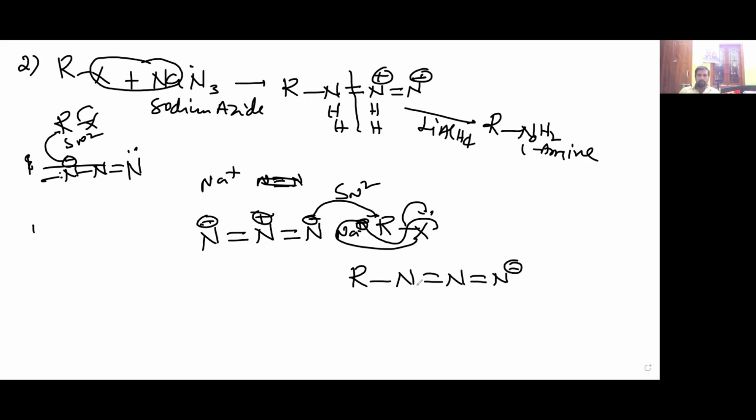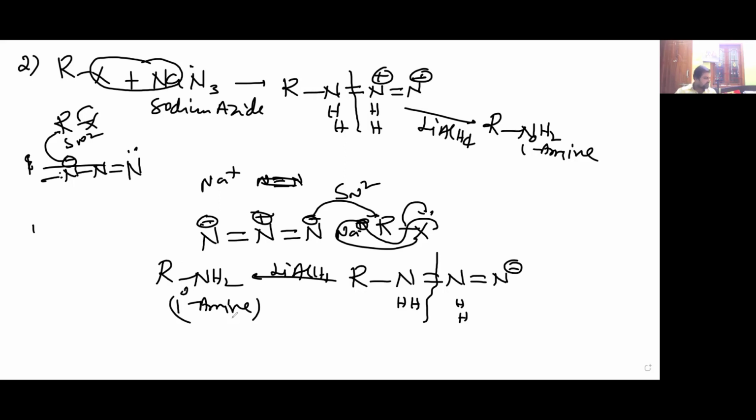Then on reduction with LiAlH4, 4 hydrogens are added like this, the bond breaking completely. Then finally you are going to get RNH2. This is a primary amine. I hope it is clear.